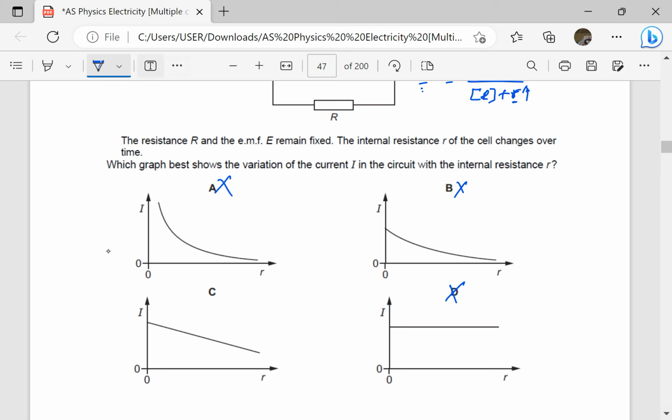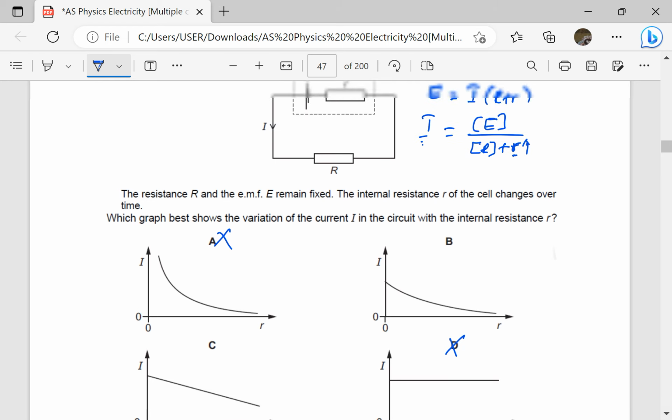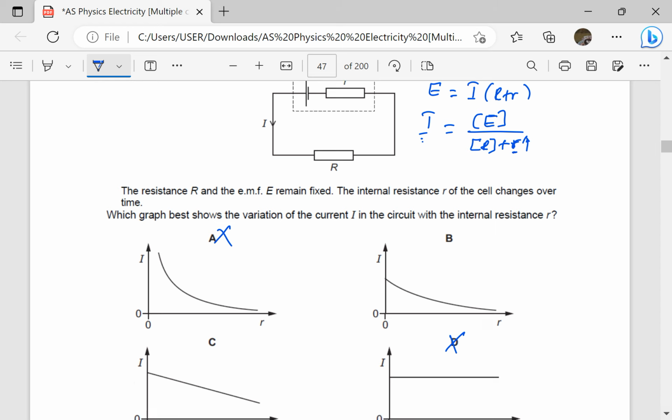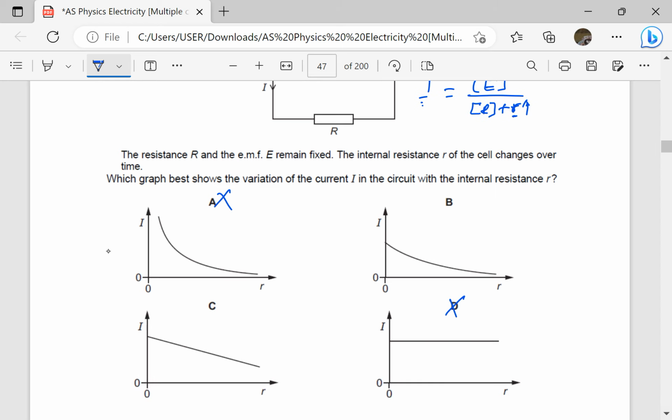We remain with the two options. When R is 0, I is not 0. I starts from a certain value on the y-axis. So it means there's a value. The graph must touch the y-axis. When small r is 0, I is a certain value, which means I should be a value on the y-axis when R is 0. But this one is showing I is almost infinity as R tends to 0.